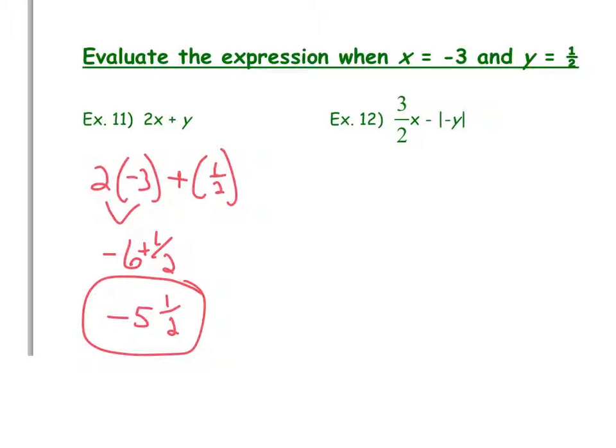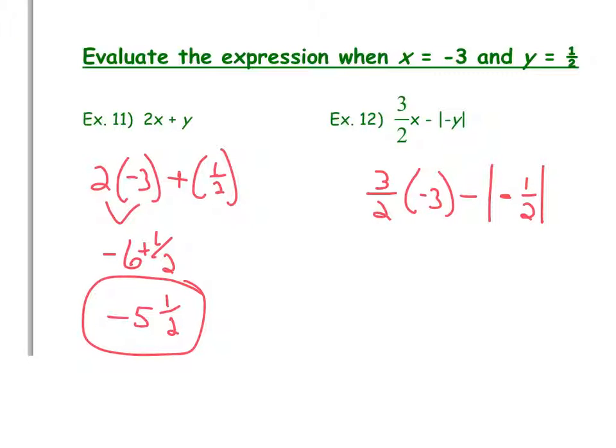Okay, so now let's look at number 12. You have 3/2 times x, which is a -3, so I'd put that there, minus, and then you have the absolute value of a -y, so a -1/2.